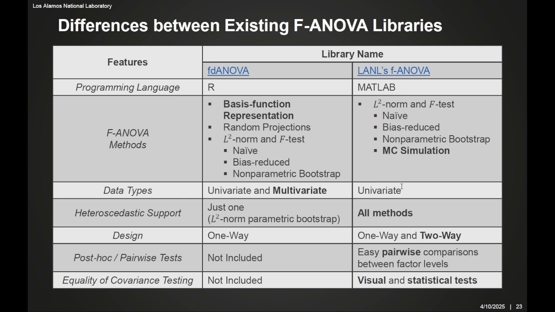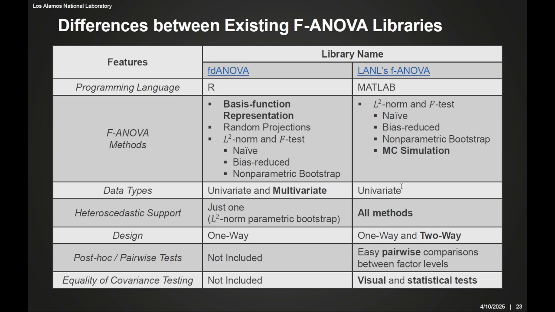Some of the bigger differences, particularly, are heteroscedastic support. The R method just has one, which is the L2 norm parametric bootstrap. The one in MATLAB that I wrote supports all methods: L2, F-type, the naive ones, every other method. And design: since I do a lot of test design, it supports two-way. The standard one in R just supports one-way analyses. So we can do a little bit more additional analysis in the MATLAB version.